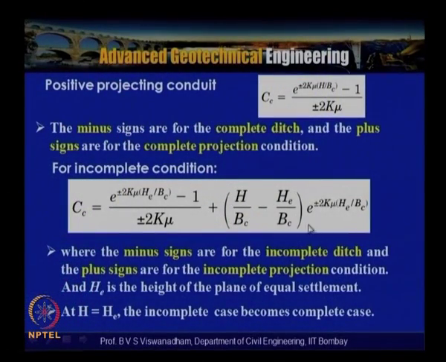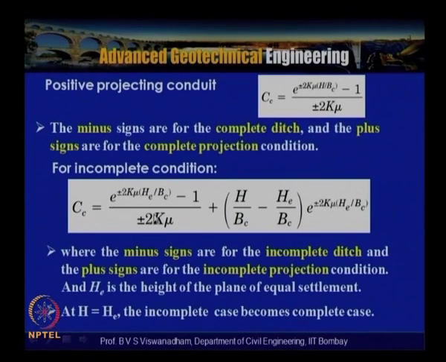So, when H is equal to He, this case is converted into Cc is equal to E plus or minus 2 k mu into H by Bc minus 1 divided by plus or minus 2 k mu into this thing. So, when we have H is equal to He, this particular expression is converted into this one. So, this particular portion will get nullified, and what you have is only this one.